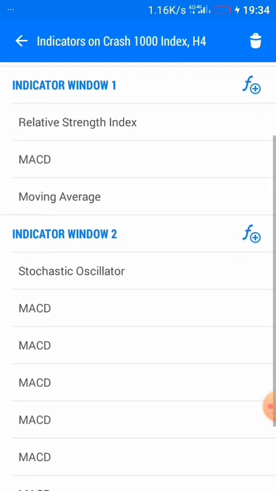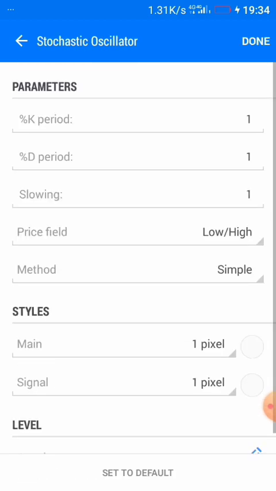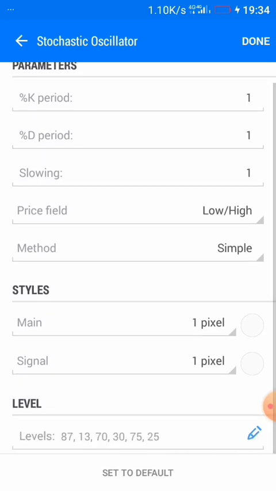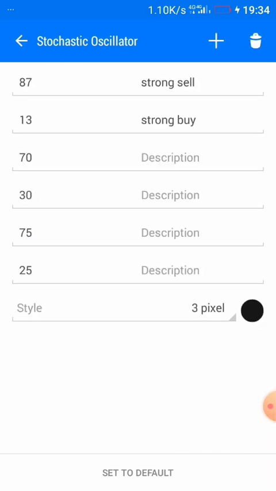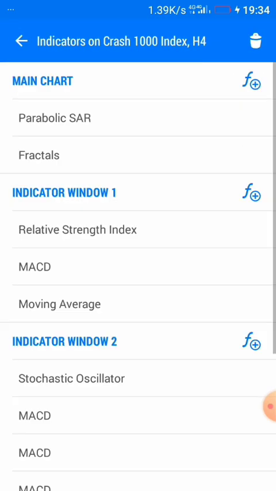Then on indicator window 2 we have first indicator stochastic oscillator. These are the parameters. Okay, these are the parameters, and these are the levels. Okay, these are the levels, and the description. Okay, then you go back and click done.